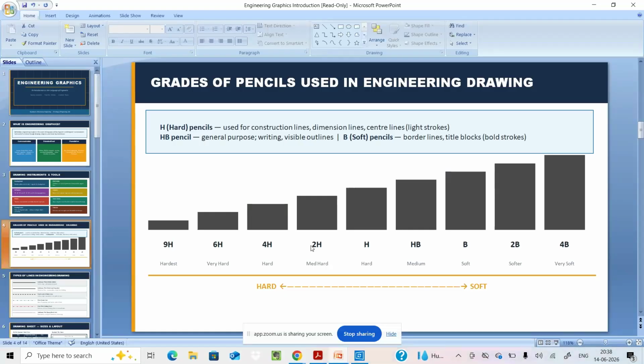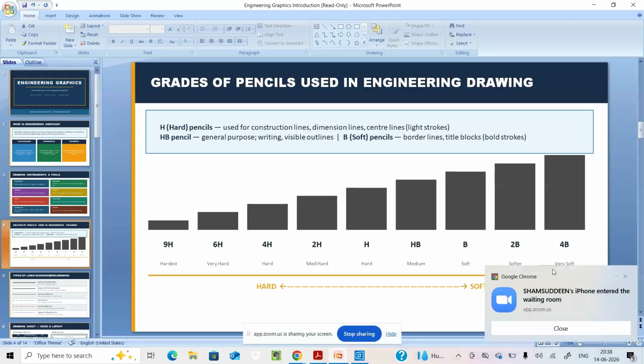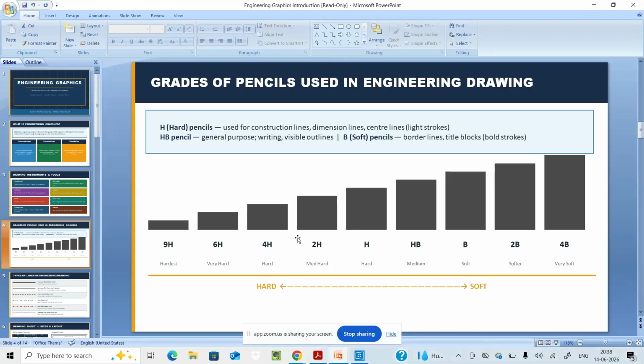At the end, maybe I'll share the PPT with the group. I'll share it in the group if required. So you need not note it down or anything. You kindly listen, that is more than enough. So the three pencils used for drawing purposes are the H pencil, HB pencil, and the 2H pencil. These three are the main pencils used for our drawing purposes.